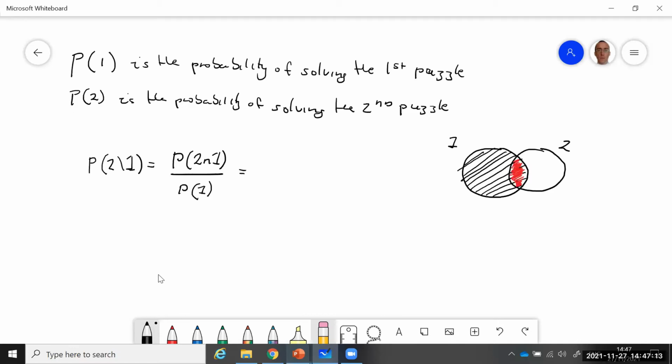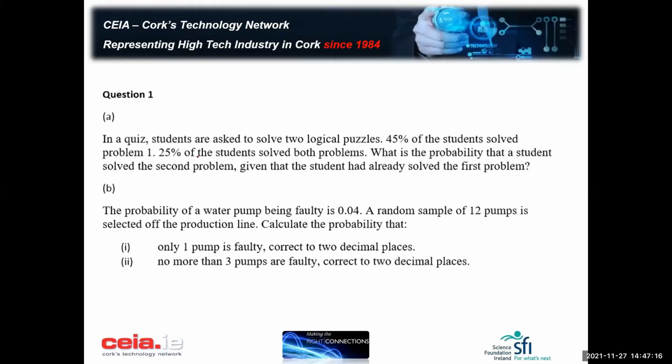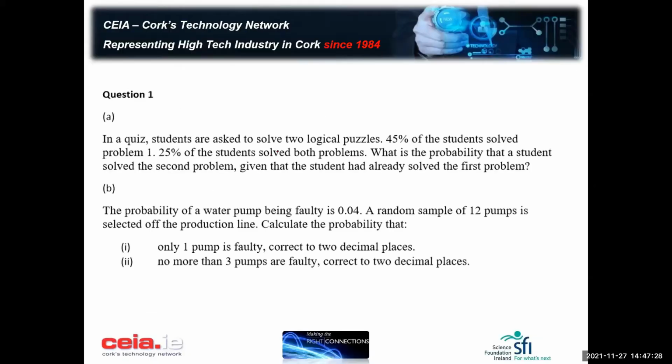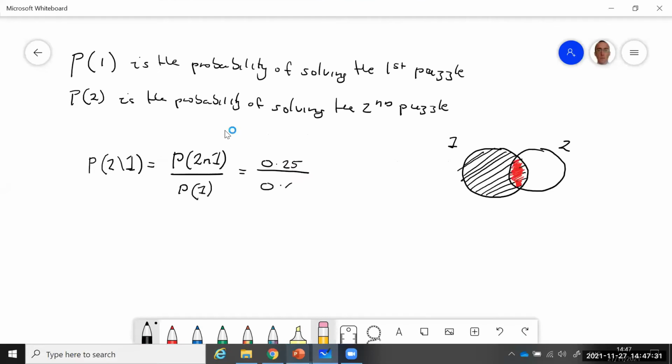Now we know from the question that 25% of the students solved both problems, so the numerator is 0.25. And 45% of the students solved problem 1, so the probability of 1 is 0.45. Therefore that is 0.25 divided by 0.45, which is 5/9. So the probability that students solved the second puzzle, given that they had already solved the first puzzle, is 5/9. So that's conditional probability.